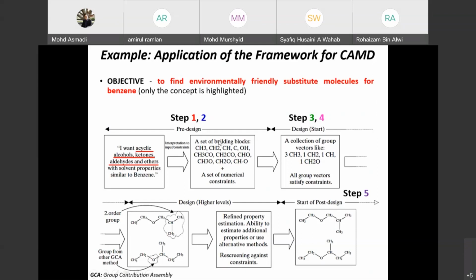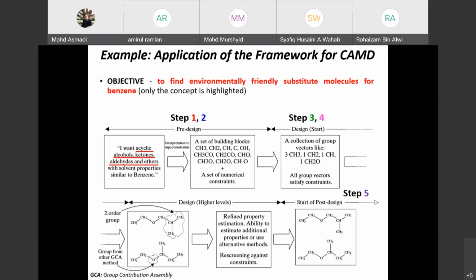So we will generate the set of the building blocks. For example, the functional groups like OH, COOH, CO, C, CHO for aldehyde, ketone, right? Together with the set of constraints, kalau awak tengok kat sini, a set of number of constraints to generate candidate molecules. Okay. And then we go to the design, which is step 3 and 4.